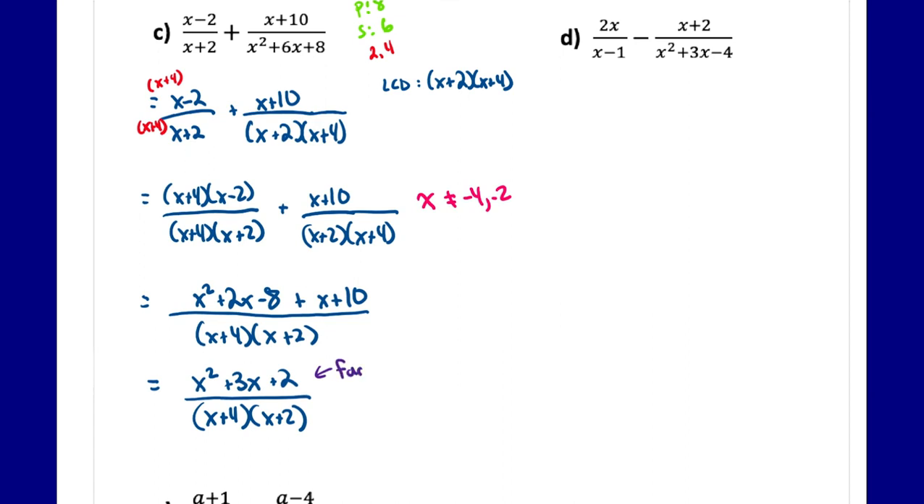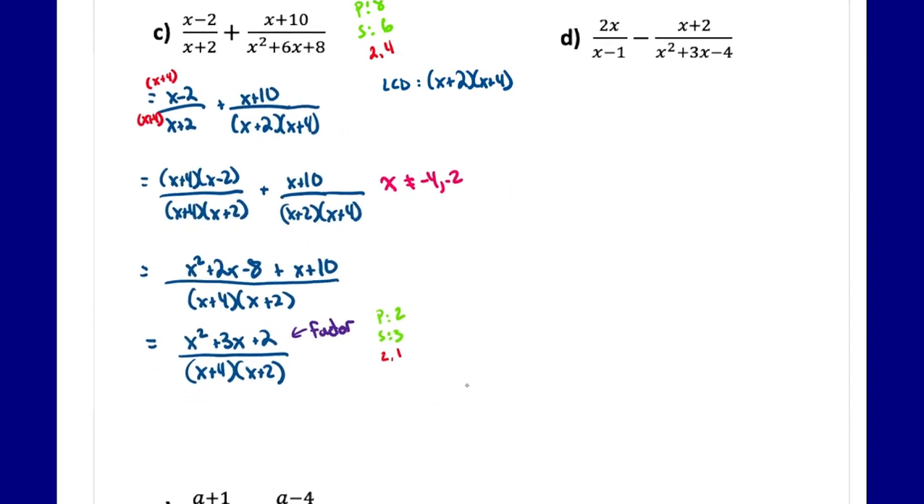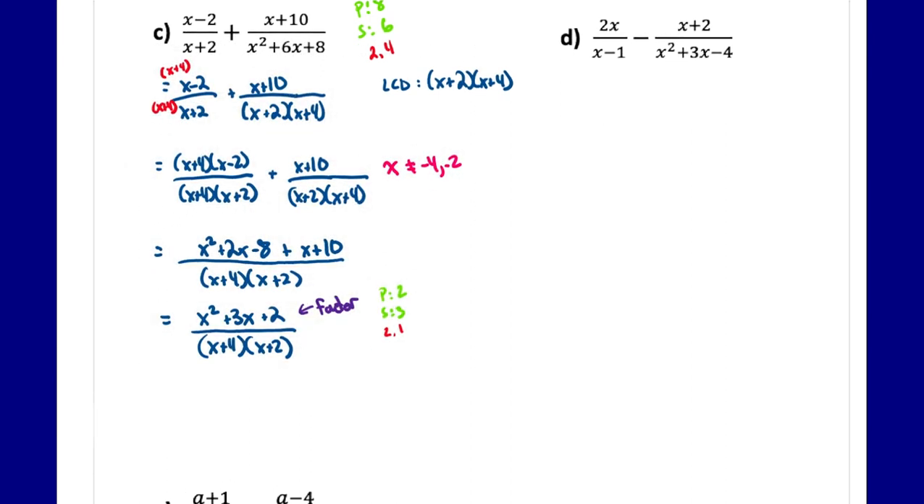I can factor the top now. So this is an example where we can factor the top. If I factor the top, looking again for two numbers, product and sum, two numbers that multiply to 2 but add to 3, this would be 2 and 1. So now I would have x plus 2 times x plus 1 divided by x plus 4 times x plus 2. I can cancel out the x plus 2 on the top and on the bottom. So this becomes x plus 1 over x plus 4 with the restrictions of x cannot equal -4 or -2.